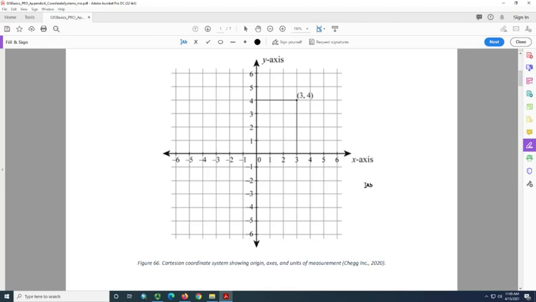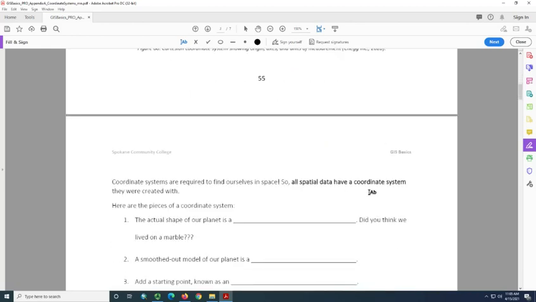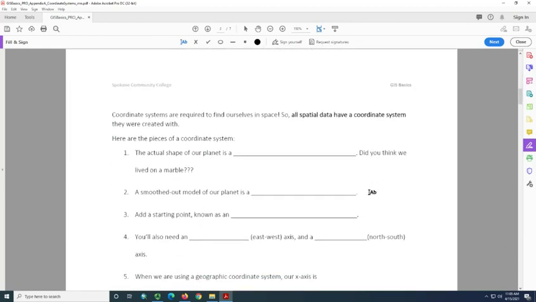All right, so that's what we need. A coordinate system. They're required to find ourselves in space. So basically, you need to know that all spatial data have a coordinate system. There's no such thing as spatial data that don't have a coordinate system.